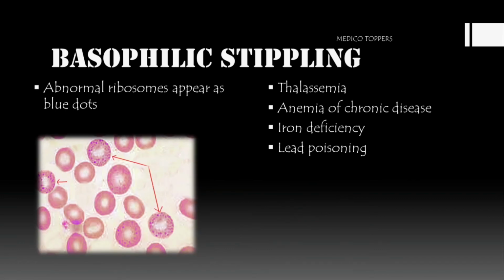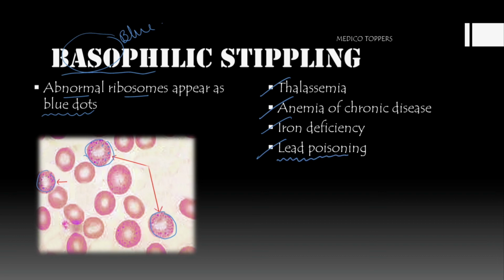So now comes basophilic stippling. Everyone knows basophil is blue in color. So here there will be abnormal ribosomes which appear as blue dots. Okay. So here in the image it is a little bit pinkish in color, just forgive me for that. Here we have the abnormal ribosomes, as you can see in the image. Imagine it as blue color, that is more than enough. There will be dots inside which are blue in color, and they are the abnormal ribosomes as blue dots. That is seen in thalassemia, anemia of chronic disease, iron deficiency and lead poisoning. So it is more pathognomonic for lead poisoning cases.